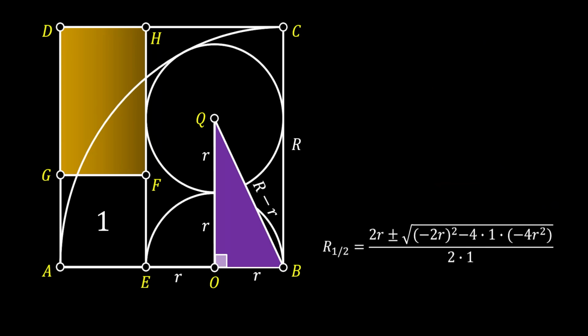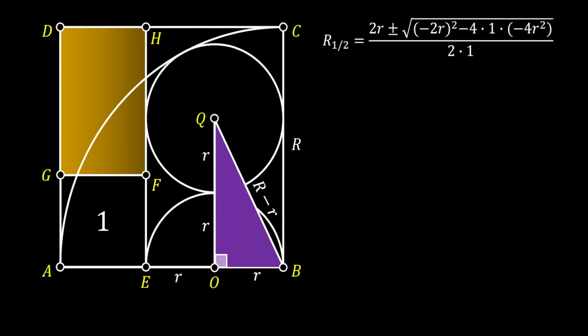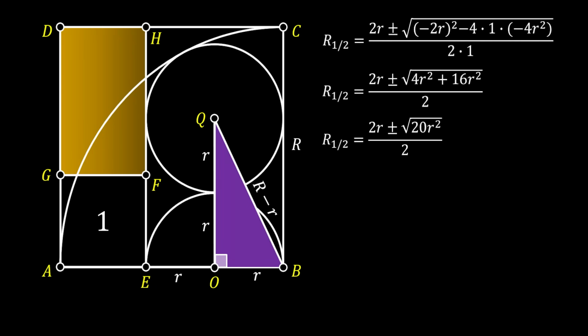Now we're just going to work through this. First, we're going to work through the terms inside the square root, and then we're going to add those terms. After which we can simplify this square root and get 2r root 5. Now you can see that everything is divisible by 2, so we're going to simplify it and get the following. From here we can actually isolate small r as a common factor, and we will get two possible solutions.